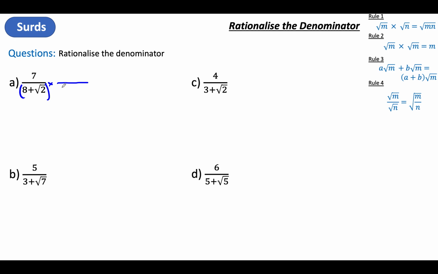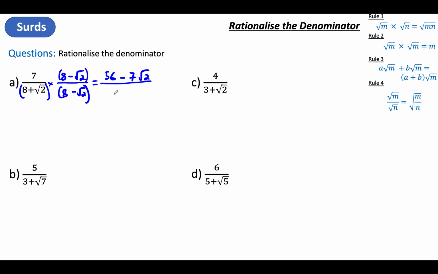Right. The conjugate then, in this case, will be 8 take away root 2. Now, I haven't got a lot of space, so I am going to do the shorthand version. The top is the easier bit to get right, because I've got 7 times 8, that's 56. I'm so bad with my 7 times tables. Then 7 root 2. Okay, should have got that on top.